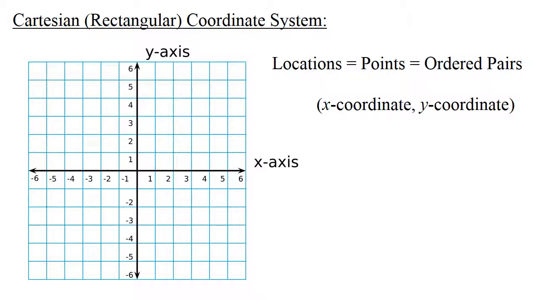Another two words you could use instead of x-coordinate and y-coordinate are abscissa and ordinate, though most people don't use those terms. Notice it's alphabetical though: x, y, a, o.